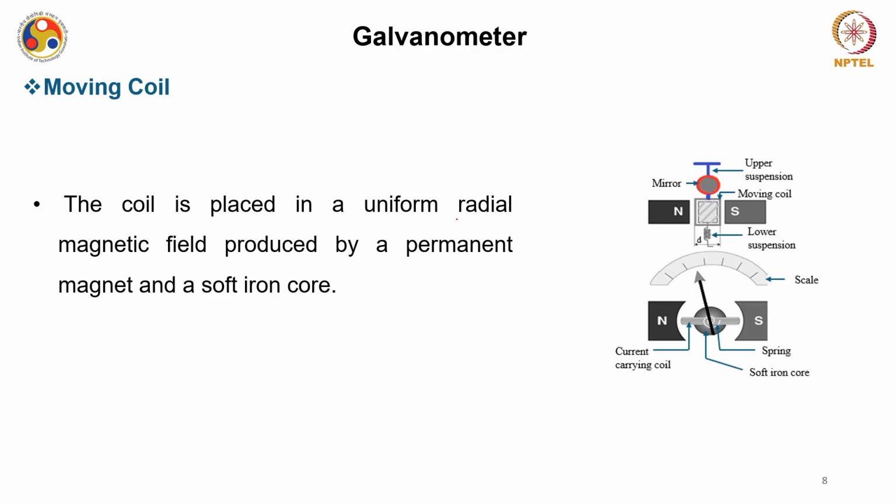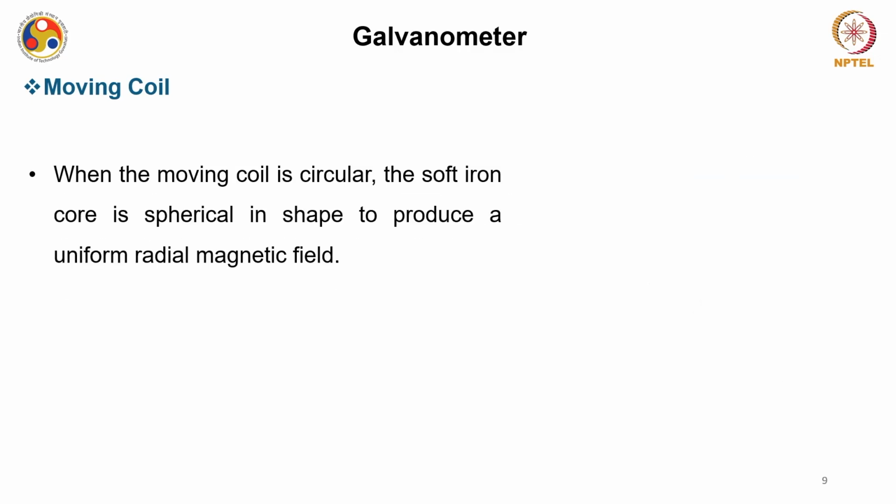So, the field has to be radial, and this is a very important requirement for this galvanometer system. That is why the shape of the iron core is usually tuned as per the requirement.